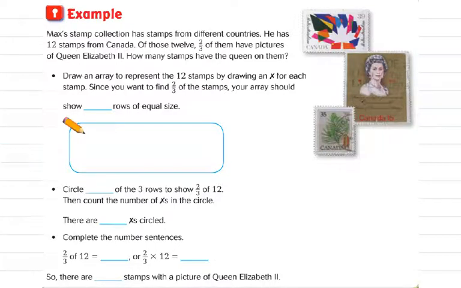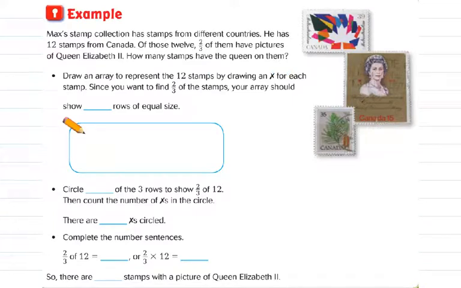In the next example, we're going to talk about Max and his stamp collection. Max's stamp collection has stamps from different countries. He has 12 stamps from Canada. Of those 12, 2/3 of them have pictures of Queen Elizabeth II. How many stamps have the Queen on them?